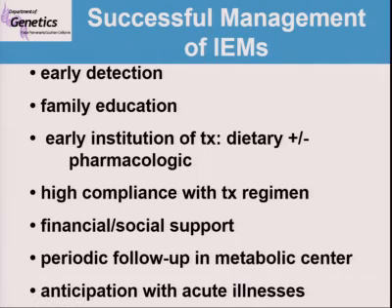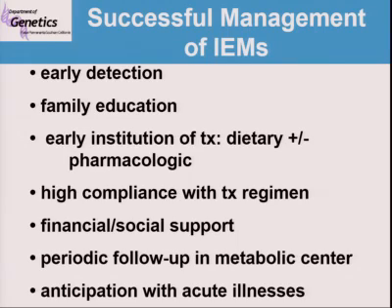So very briefly to recap here, how do we successfully manage inborn errors of metabolism? We have to have an index of suspicion. We have to have early detection before permanent end organ damage occurs. We have to educate the families about the importance of being compliant with whatever treatment regimen you come up with, whether it's pharmacologic, whether it's dietary, or whether it's both. You need to institute that treatment early, and the family has to be very compliant.